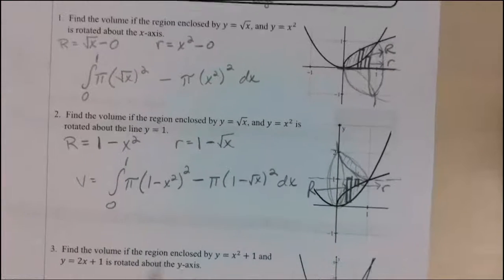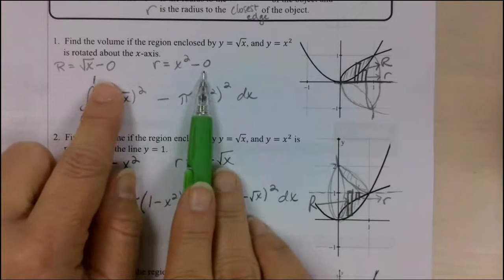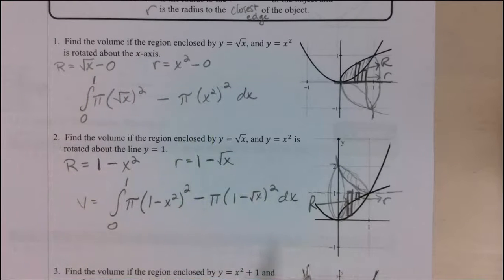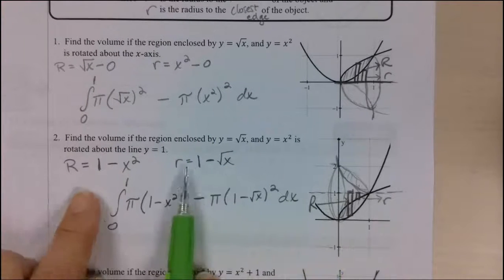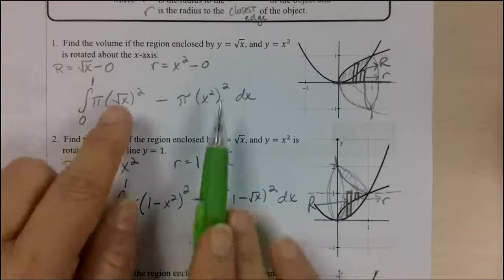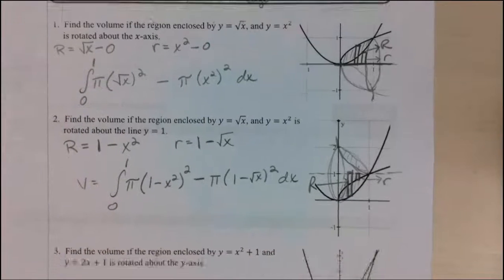Now, one thing I want to point out at this point, if you set up your big R and little r's correctly, then either the tops or the bottoms should be the same because it should always be the axis of rotation. In my first example, we were rotating around the x-axis and the bottoms were both 0. In the second example, we were rotating around 1, the tops were both 1. So either the tops are going to be the same or the bottoms are going to be the same, depending on if your axis of rotation is above or below your region.